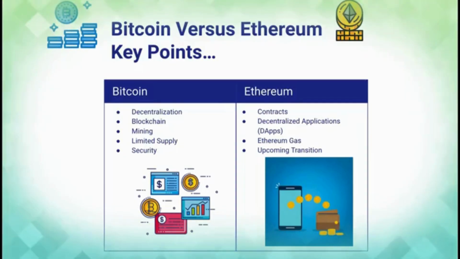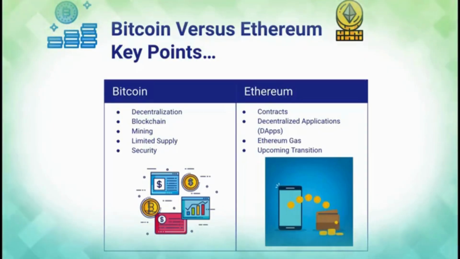Miners use powerful computers to solve complex mathematical problems, and in return they're rewarded with newly created Bitcoins and transaction fees. Limited supply. Bitcoin has a fixed supply limit of 21 million coins. This is built into the protocol and contributes to its value proposition. Security. Bitcoin transactions are secured through cryptographic techniques, ensuring the integrity and privacy of the transaction.